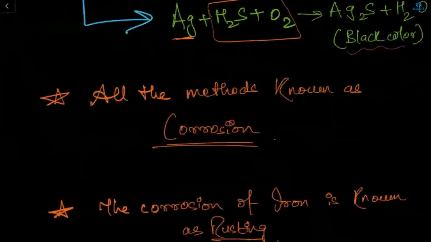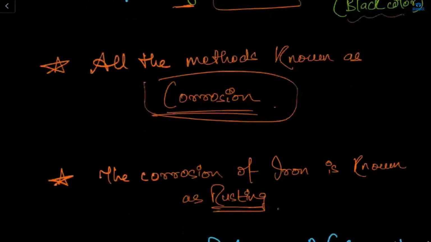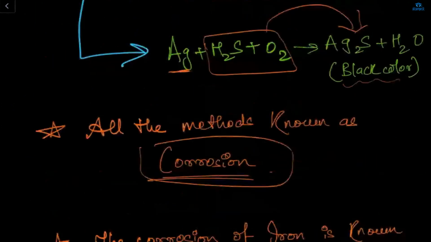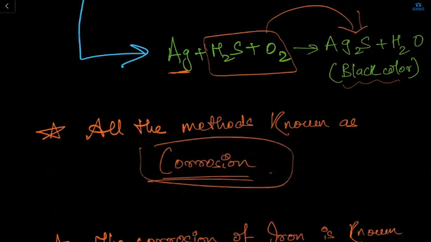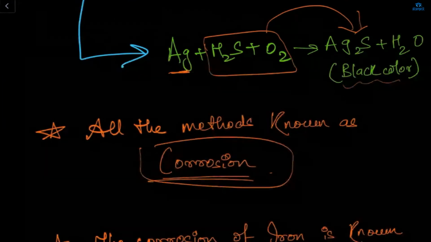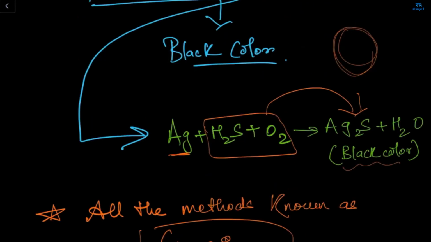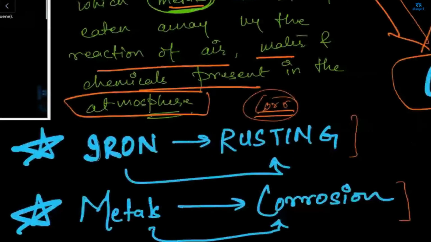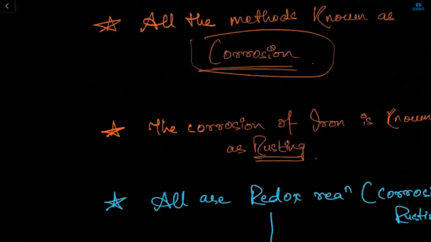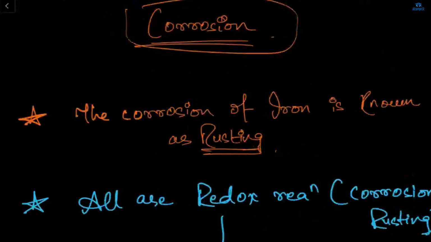And all these methods are known as corrosion. And the corrosion of iron is known as what? I told you, for iron we use this word: rusting. So the corrosion of iron is known as rusting.